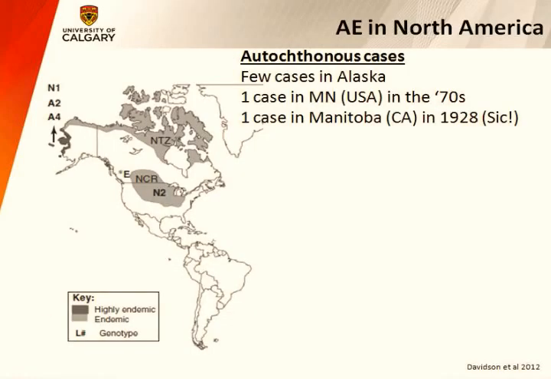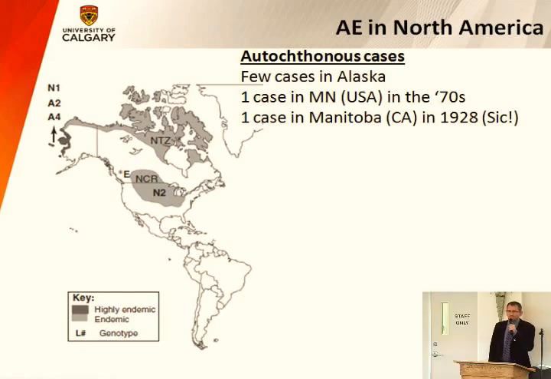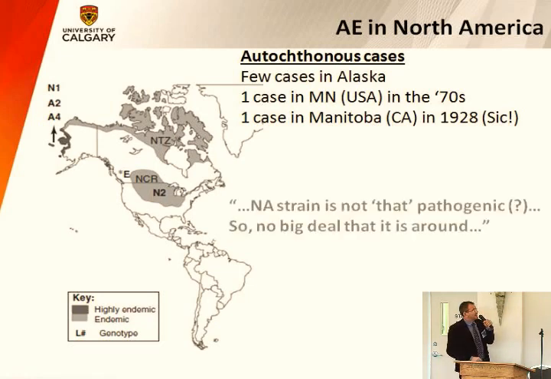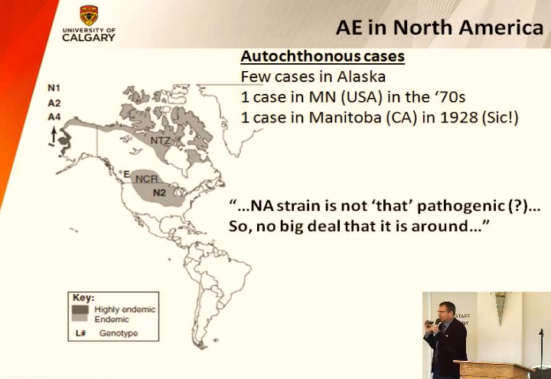What about North America? Well, we know that there were a few cases some tens of years ago, in the 50s and 60s, on St. Lawrence Island in Alaska, due probably to some movement of a parasite from China. And only 1 case in Minnesota was reported in the 70s, and 1 case in the late 20s in Manitoba. So the overall idea was probably that the North American Echinococcus is not that dangerous because we don't have cases. And that, to be honest, was not really scientific evidence, but it was reasonable.